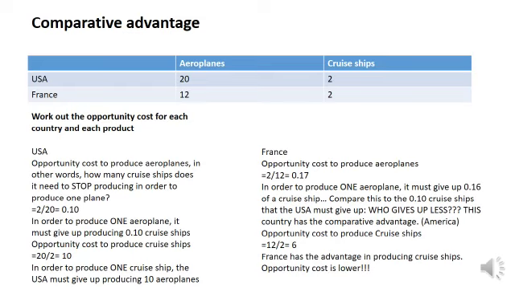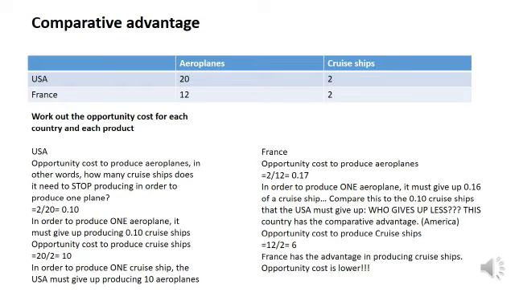If we look at the cost of producing cruise ships, for the USA, they can produce 2 cruise ships for the cost of 20 airplanes. So it costs them 10 airplanes to produce one cruise ship. France, if we look at 12 airplanes to produce 2 cruise ships, 12 divided by 2 means that France has to give up 6 airplanes in order to produce one cruise ship.